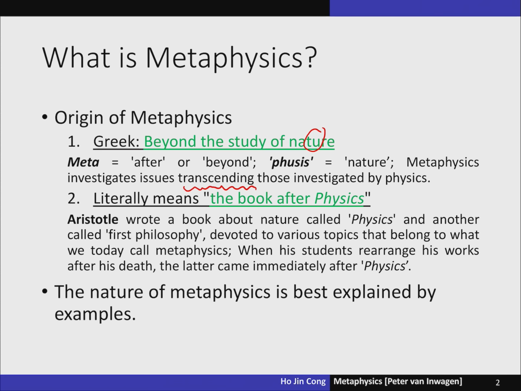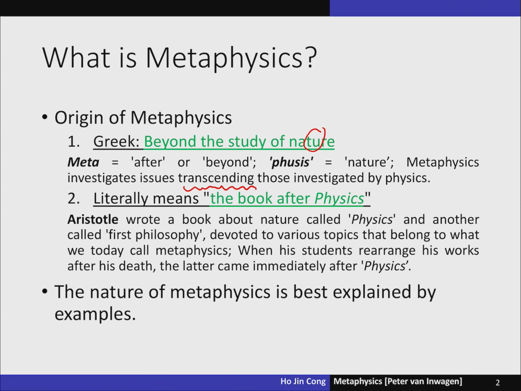So Aristotle wrote a book about nature called Physics and another called First Philosophy, which was devoted to various topics that we call metaphysics today. After his death, his students rearranged his work and the latter came immediately after physics. So under these definitions, metaphysics simply means the book after physics.